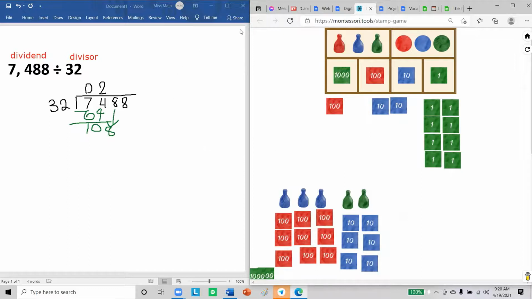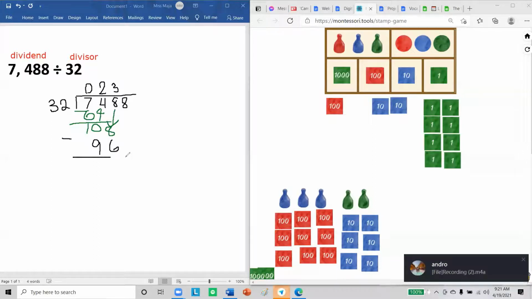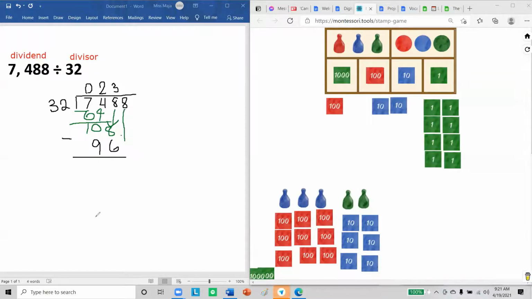So we have 3. So you have used how many tiles then? You have 64 plus another 32, you have how many? So you could count it here. One, two, three, four, five, 6, 7, 8, 9, and then 6. So you have 96. Now we're going to subtract that. 108 minus 96.